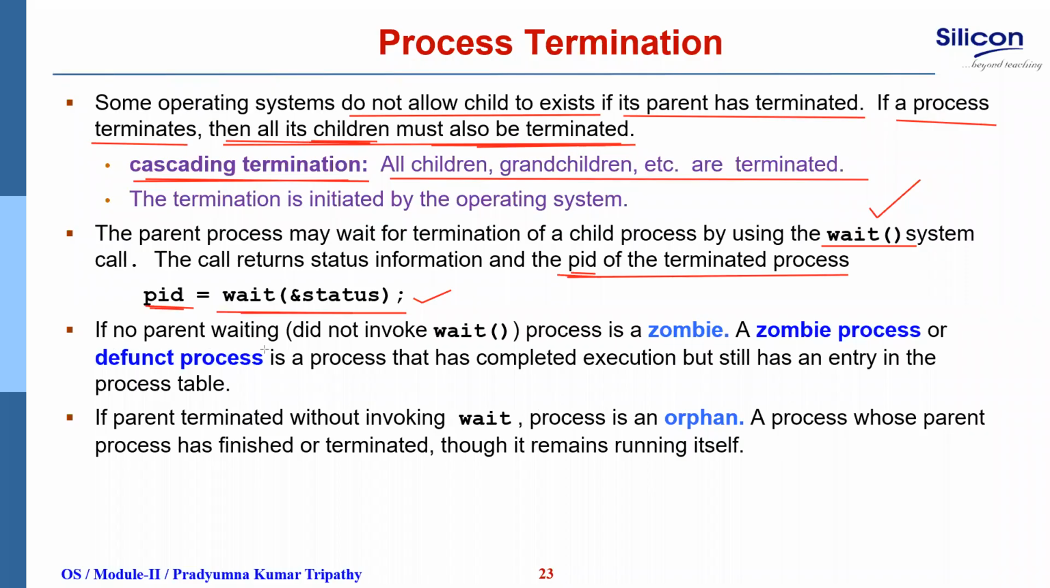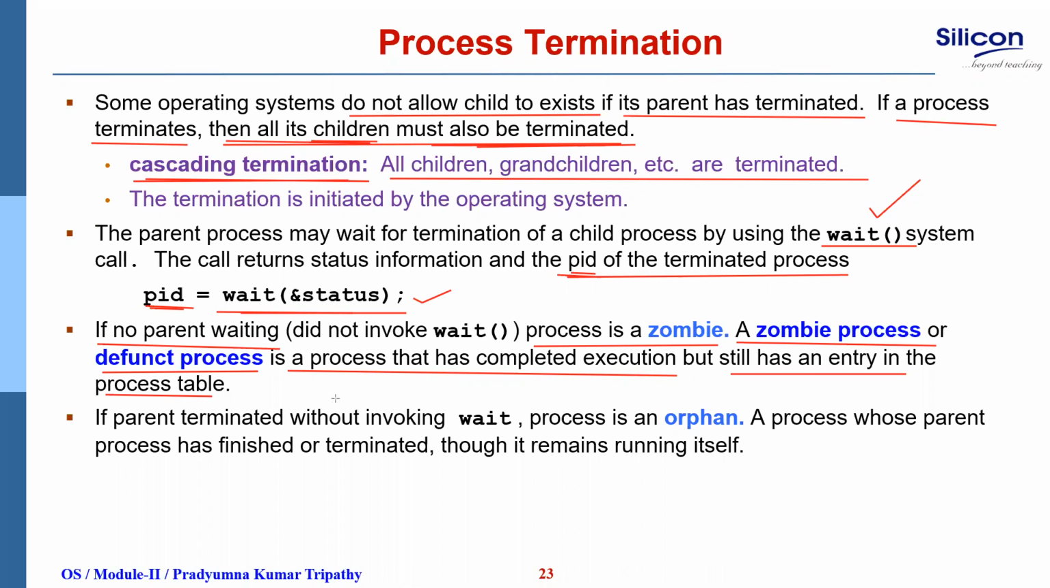See over here, this is important. If no parent is waiting, that means it did not invoke the wait system call, the process is called a zombie. A zombie process, also known as a defunct process, is a process that has completed execution but still has an entry in the process table. Why is it there in the process table? A process has completed its execution, which means it must be terminated, but it will not terminate.